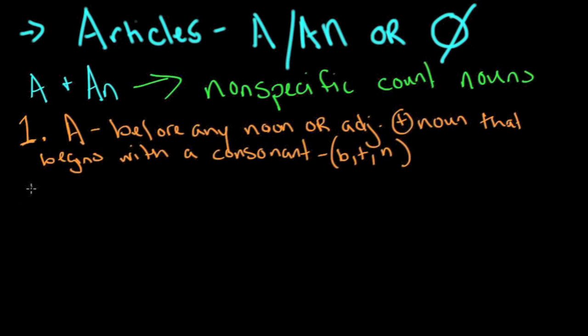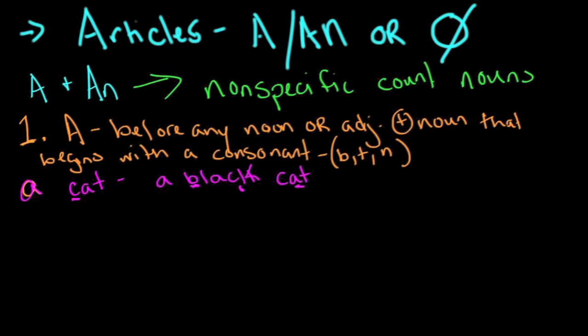I'm going to change my color here. A cat. C is a consonant. It's an animal, a noun, and it's a countable noun. And we'd say a black cat. In this case, B is a consonant, and then here you have the adjective-noun combination. And it's a countable adjective-noun combination. So that's when we use a.